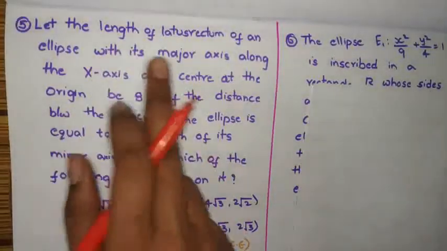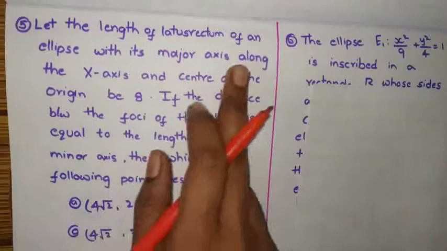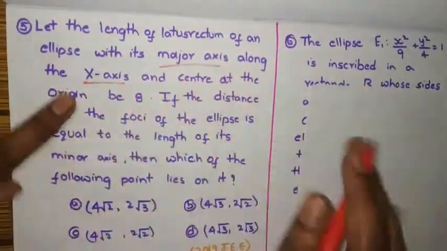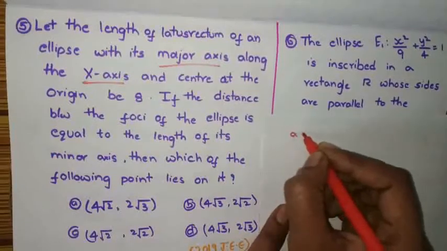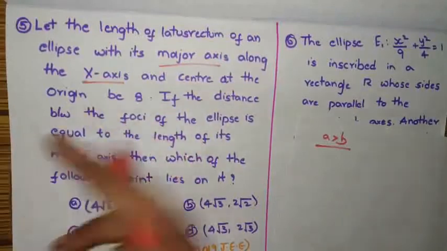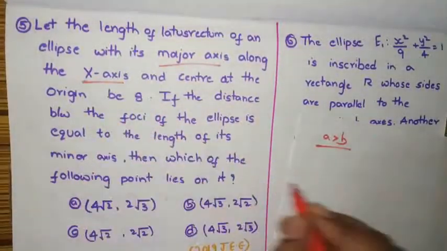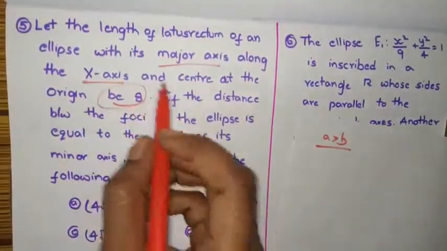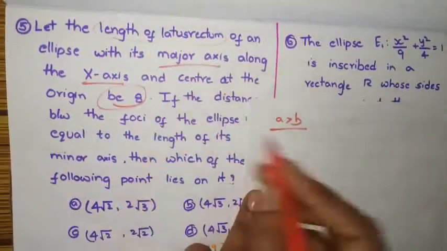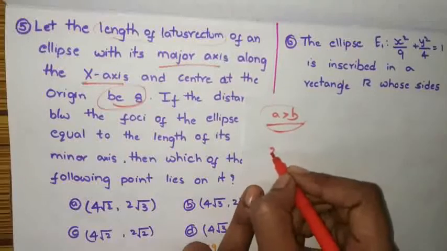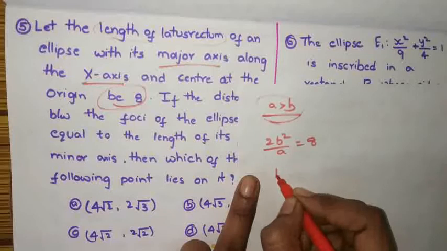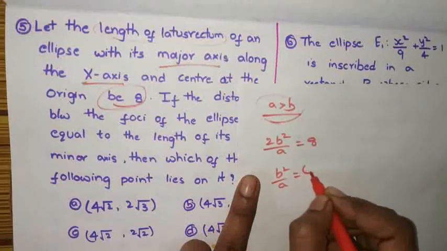See, the length of the latus rectum of an ellipse with major axis along the x-axis. Major axis along the x-axis in the sense it is a greater than b, and center at origin, the center is (0, 0). The length of the latus rectum is 8. What is the length of the latus rectum for this ellipse? 2b square by a is equal to 8. Then you will get b square by a is equal to 4.